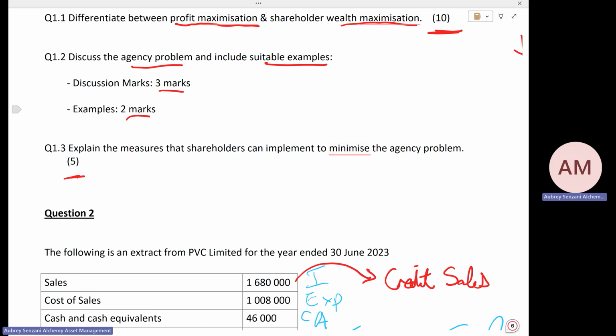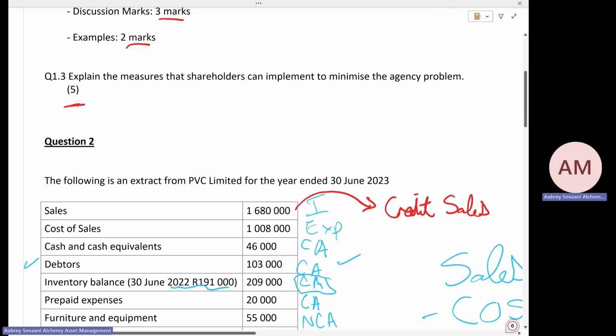And I know there are other examples. Do you guys remember any other examples that you may have come across or have written down from your textbook? And what's important is you show me in your examples clearly the agency problem taking place. Does that make sense? Okay, and you'll be home and dry. Then here, the last one, we'll take a break. Explain the measures that shareholders can implement to minimize the agency problem. Explain the measures.